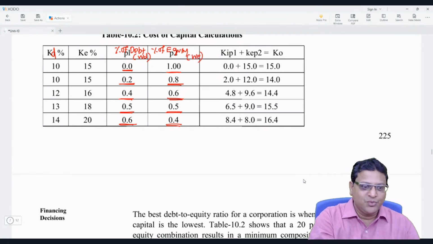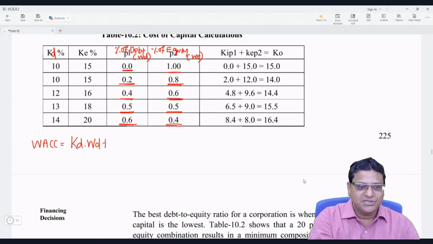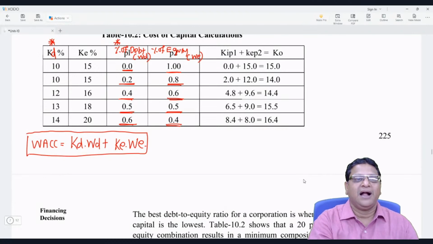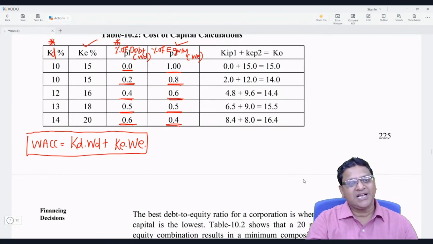We know that WACC is equal to KD into WD plus KE into WE. We have to apply this formula and find out the weighted average cost of capital. KD, this one, into WD, this one, we have to multiply. And we have to multiply the other two, KE with this one, and then both will be added.